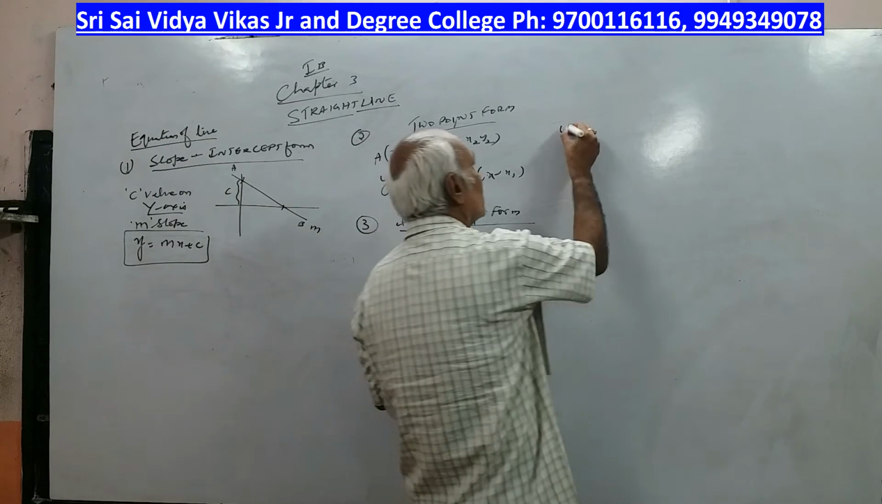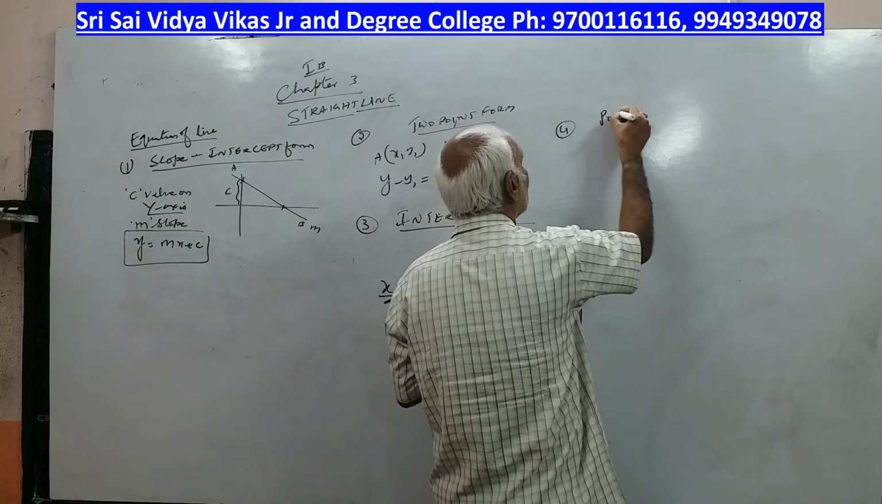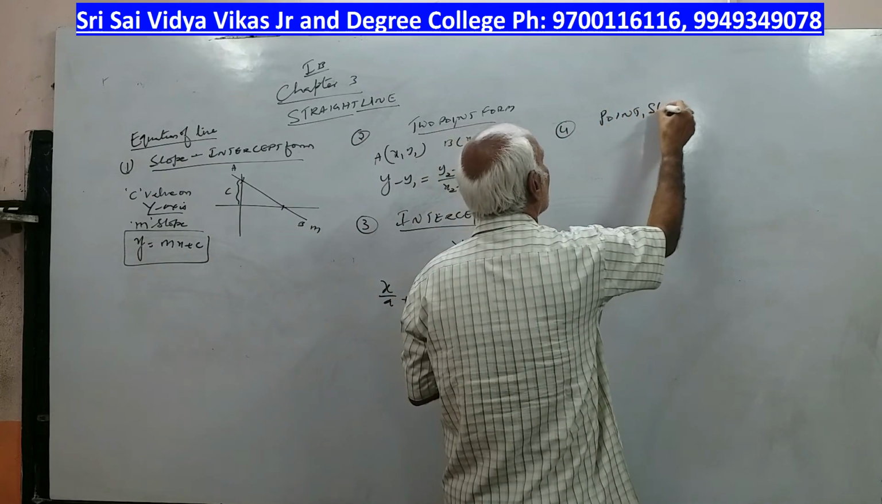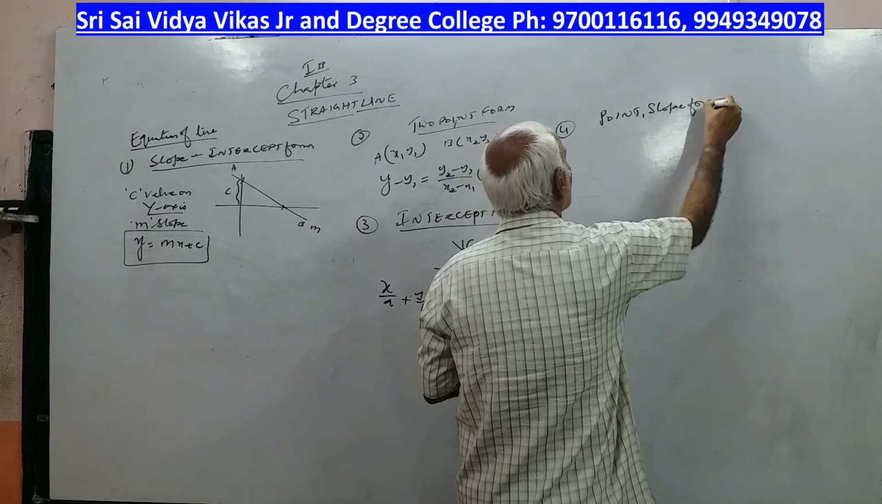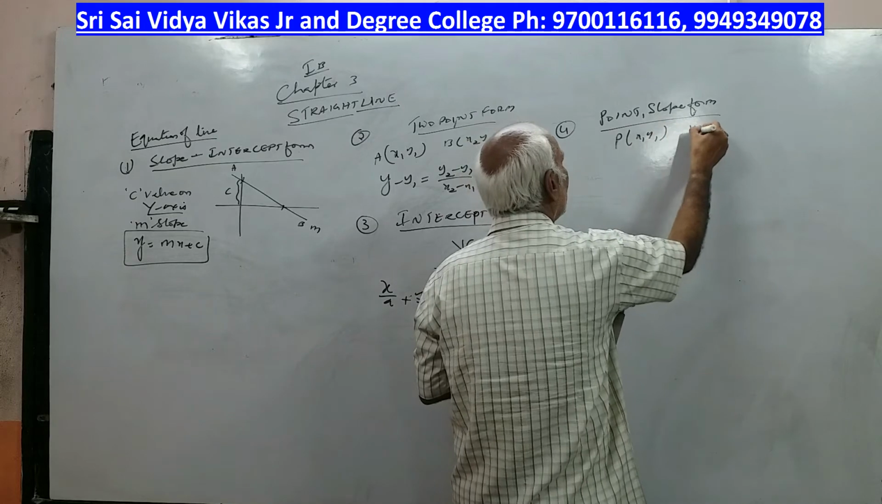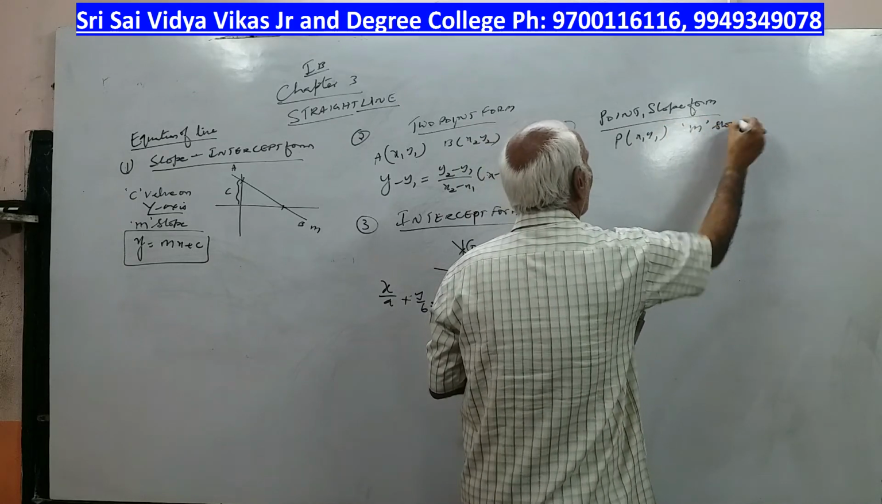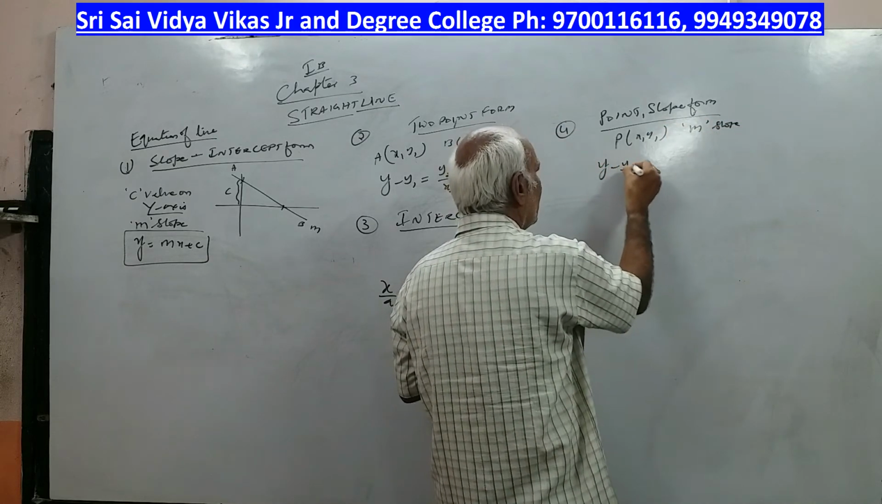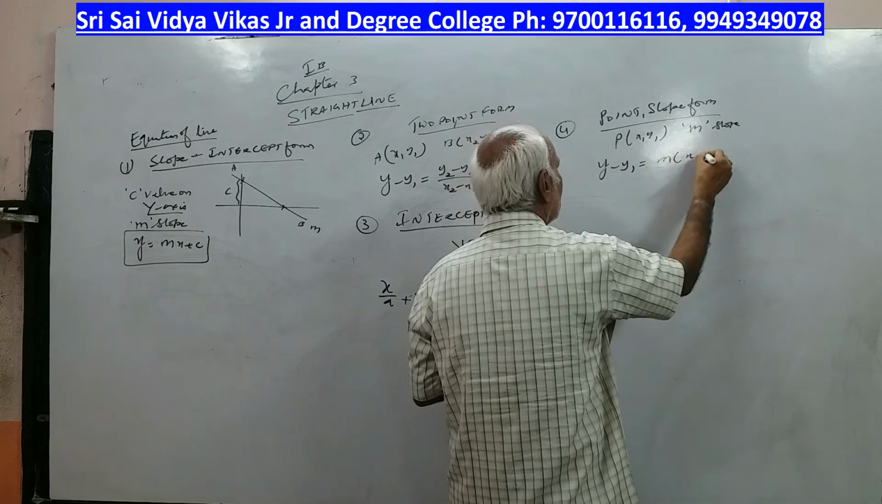Next, point slope formula. Now the point is (x1, y1) and the slope is m. So the formula is y minus y1 is equal to m into x minus x1.